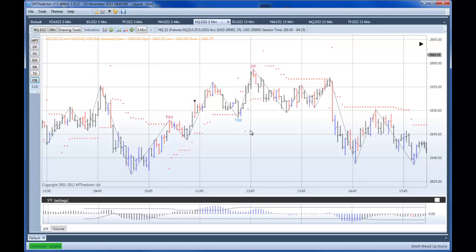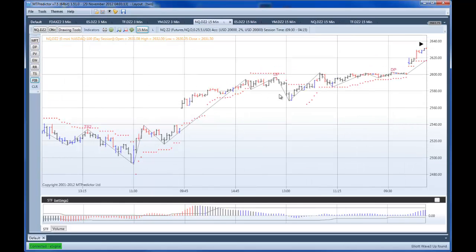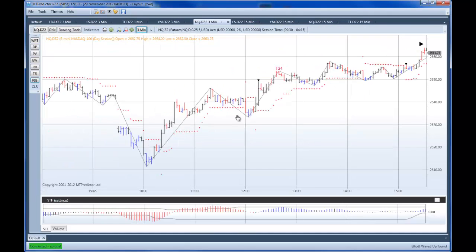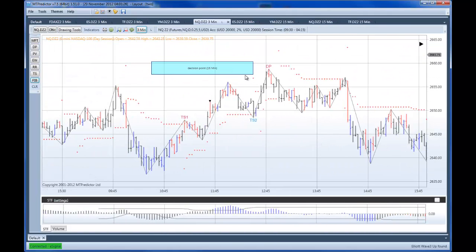But the trade I want to look at is the one coming up into this high. In fact, if I change this to a 15-minute chart, then I'll put this DP on. You can see this even more easily. There it is. Now if I go back to the 3-minute chart, that DP will be on the chart there ready for us. There it is.